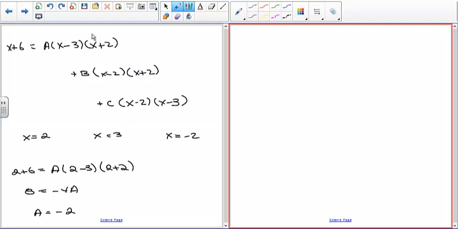The next one is we're going to let x equal 3. What that'll do is get rid of this first term and the last term. So you have 3 plus 6, 3 plus 6, these go out. We're just left with the B thing. So you have 3 minus 2 and 3 plus 2. So 3 plus 6 is 9. 3 minus 2 is 1. 1 times 3 plus 2 is 5, so you get 5b. B is equal to 9/5.